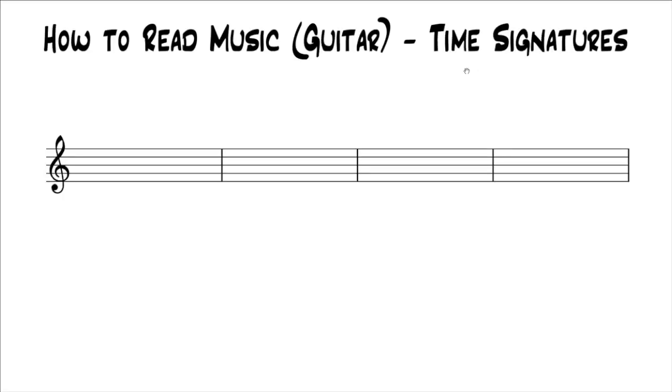This is part 12 from our series, How to Read Music for Guitar. If you'd like to go back and start at the beginning, you can click the link on the screen. So up to this point, we've looked at staffs that look like this. In the last lesson, we added these bar lines in, which was another missing piece.